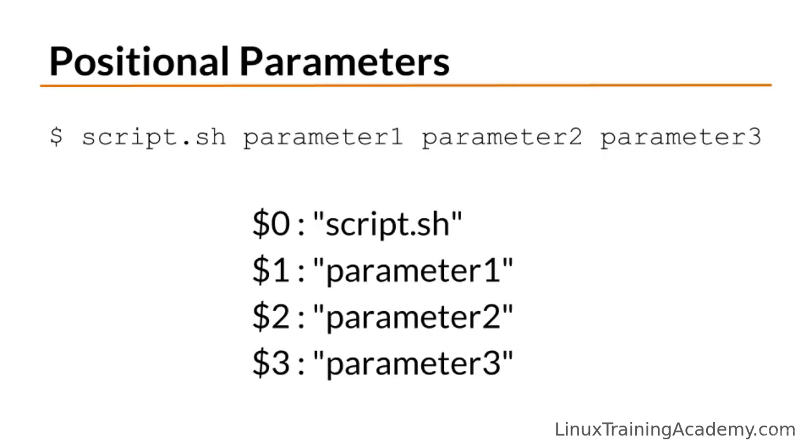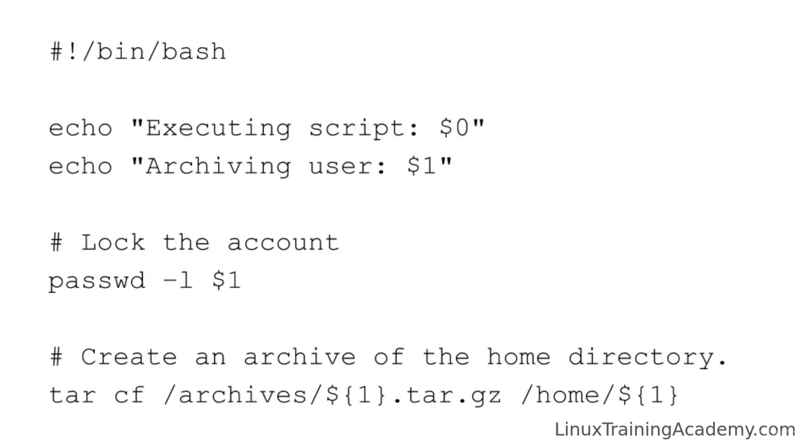Positional parameters are variables that contain the contents of the command line. The variables are $0 through $9. The script itself is stored in $0. The first parameter is stored in $1, the second in $2, and so on. Let's take this command line as an example. The contents of $0 are script.sh. $1 contains parameter 1, $2 contains parameter 2, and $3 contains parameter 3. This script, called archiveuser.sh, accepts a parameter which happens to be a username.